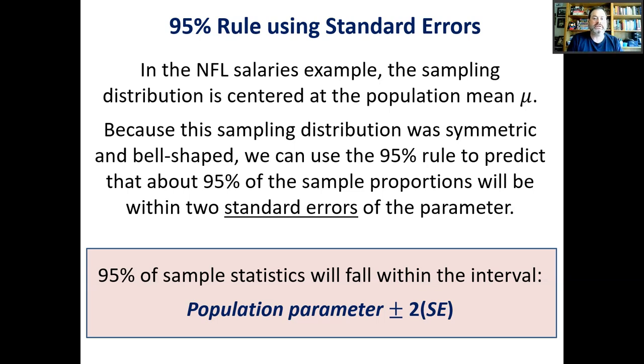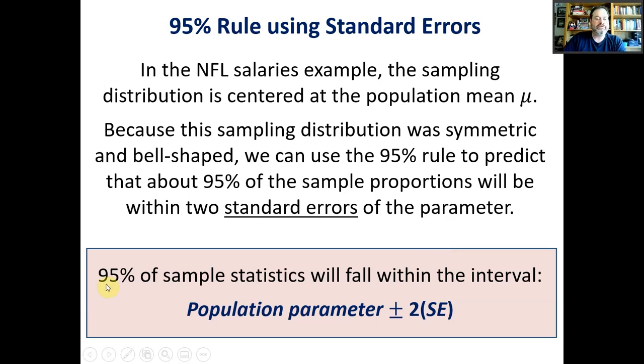In the NFL salaries example, the sampling distribution is centered at the population mean mu. As of right now, we're assuming that mu is unknown, but we have that information, we can look it up. Because this sampling distribution was symmetric and bell-shaped, we can use the 95% rule to predict about 95% of the sample means will be within 2 standard errors of the parameter. So this should say means, that's a typo.